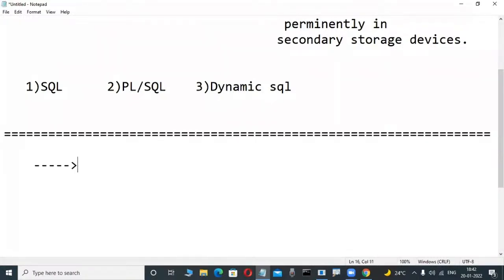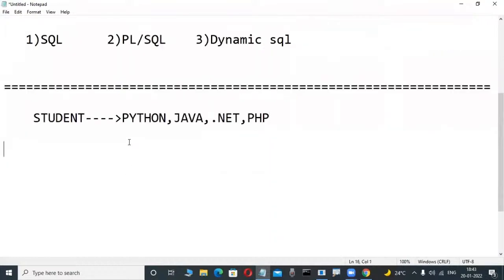First, from the student point of view. Many students are learning front-end courses. Nowadays they are learning Python, or Java, or .NET, ASP.NET, web-based applications, and PHP. These types of front-end applications they are all learning. These persons are web-based application programmers. Web-based is also possible in Java or Python.